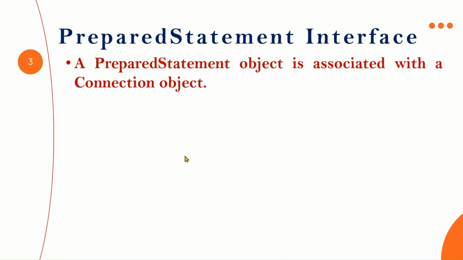Whenever I say PreparedStatement, it's an interface. When I say prepareStatement with no D, that's a method. So I need to call it with the help of the connection object, like con.prepareStatement. I'll show in the program how to work with it. So the connection object is used to call a method called prepareStatement.